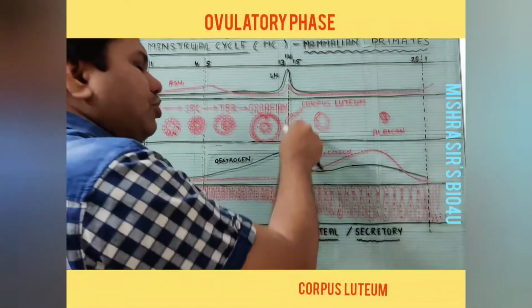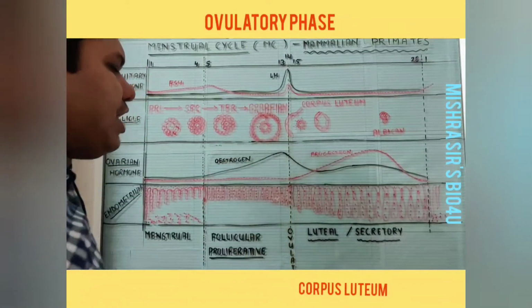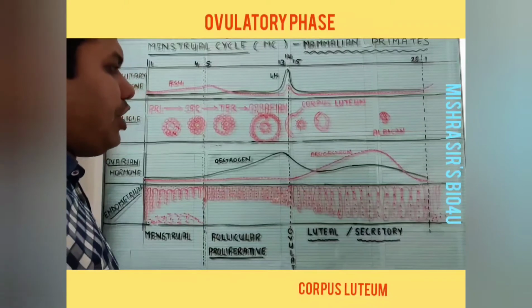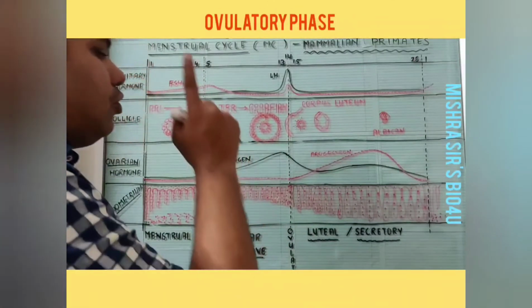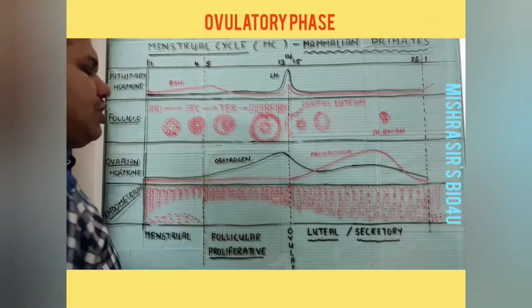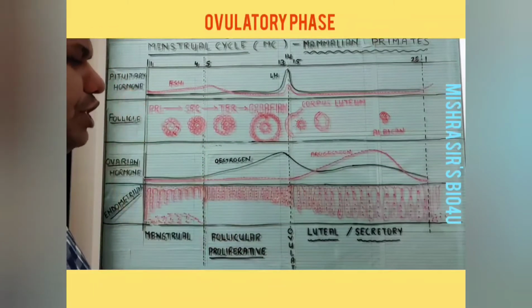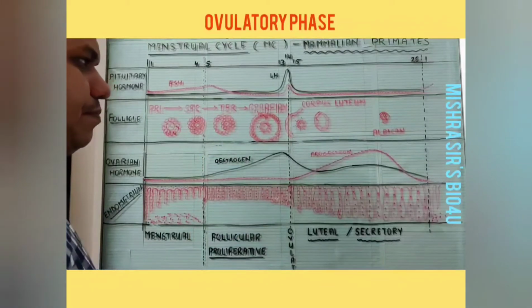Now what is this corpus luteum? After ovulation, remaining structure which is there in Graafian follicle, they absorb pigment and become yellowish color body called corpus luteum. So once more, ovulatory phase, 14th day, increased level of LH causes ovulation and formation of corpus luteum. Remaining developing follicles degenerate. Clear this much?